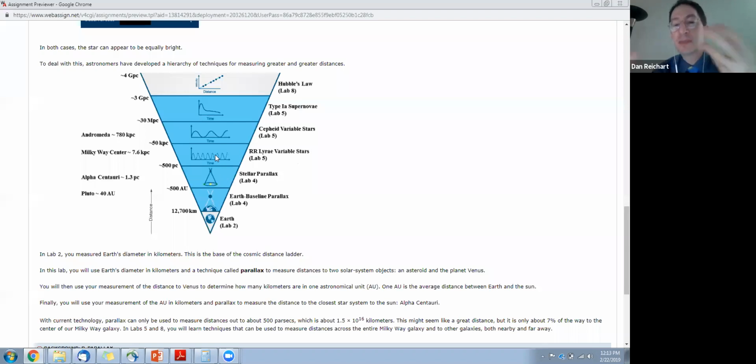In lab 5, some of these nearby stars are Lyraes and Cepheids, and so we can calibrate them and then measure distances out farther. Again, the Lyraes are good for Milky Way distances. The Cepheids are good for nearby galaxies. Then also the type 1As to get farther out. And then in lab 8, we'll cycle back to Hubble's law, which uses the type 1As as well.